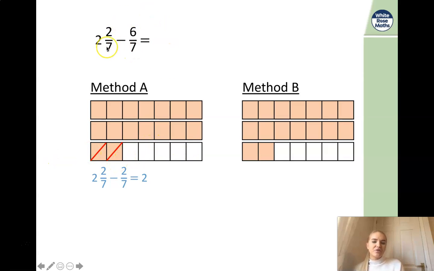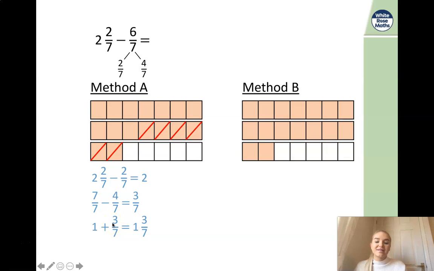But how many more sevenths do I have to take away if I've already taken away 2/7? That's right, I need to take away 4 more sevenths. Can you see that? I've partitioned this number into 2/7 and 4/7. So then I can take away 4/7 from 1 whole, which is the same as 7/7 subtract 4/7. How many sevenths do we have left on this whole, on this bar? 3/7. Well done.